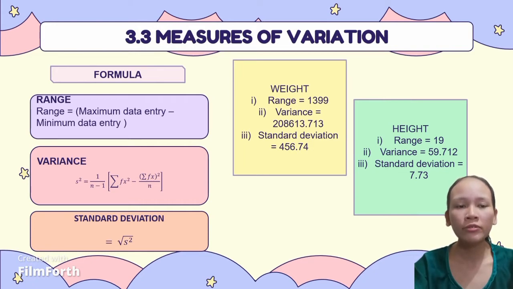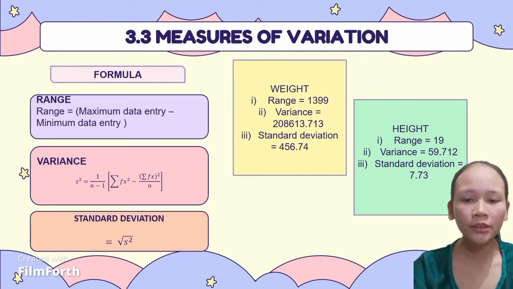The range is the difference between the lowest and highest value. The variance is the mean squared difference between each data point and the center of the distribution measured by the mean. The standard deviation is the statistic that measures the dispersion of a dataset relative to its mean and is calculated as the square root of the variance. This is the range, variance, and standard deviation for weight and height in the dataset.